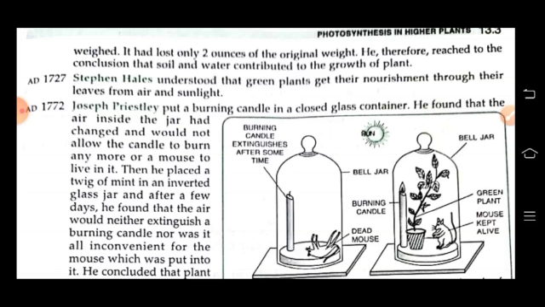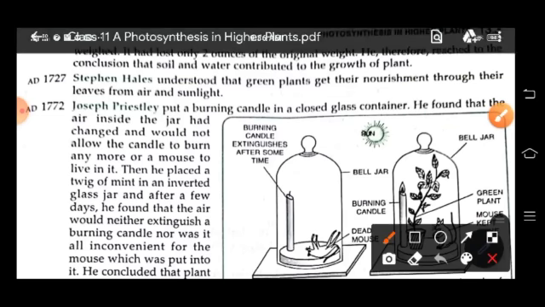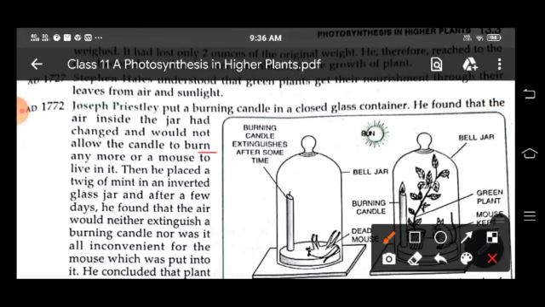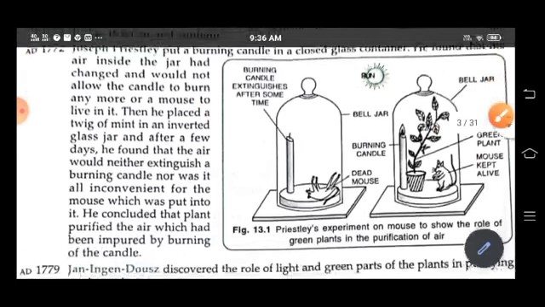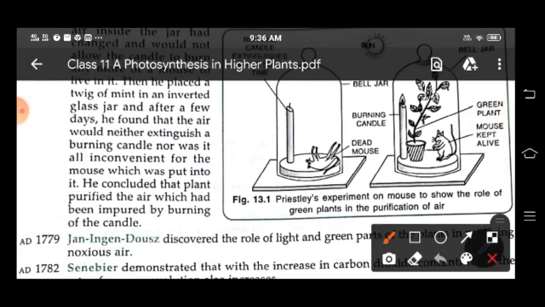Joseph Priestley performed an experiment in which a burning candle is kept in a closed glass container, and he found that the air inside the jar had changed and would not allow the candle to burn anymore or a mouse to live in it. Then he placed a twig of mint in an inverted glass jar, and after a few days he found that the air would neither extinguish a burning candle nor was it inconvenient for the mouse which was put into it. So he concluded that plants purified the air which had been impaired by the burning of the candle.